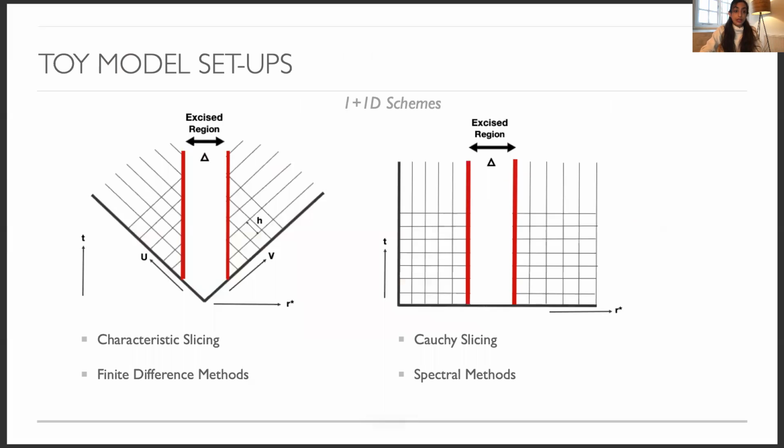We have developed two schemes for evolving this 1+1 dimensional scalar toy model. A model that uses characteristic slicing and finite difference methods to numerically evolve the field, and one that uses Cauchy slicing and spectral methods. And the second is more amenable to the gravity model, given the numerical evolution there will be carried out by the spectral Einstein code at the Albert Einstein Institute.